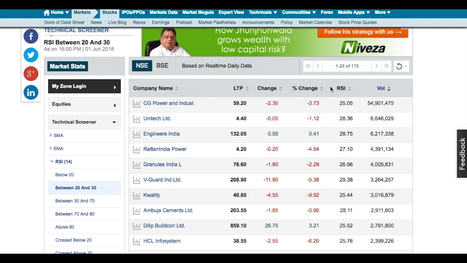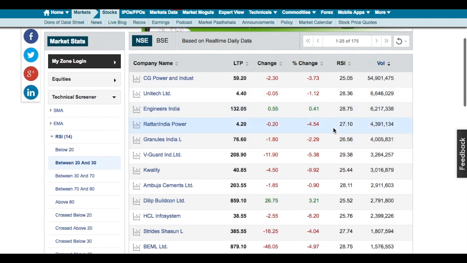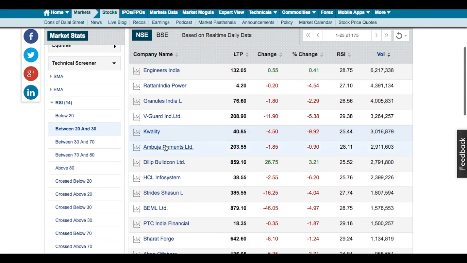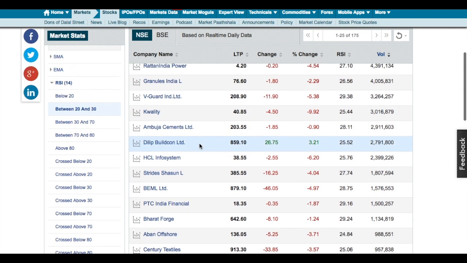The RSI is 25, 28, 28, 27. So it's below 30 and between 20 and 30. In these stocks, you can bet on any of them, or you can have an observation on these stocks, but I would prefer to go to better, well-known stocks. For example, if I take Ambuja Cements, I'll just show you an example. This you can do after market also, whenever you're free on a Saturday or Sunday.